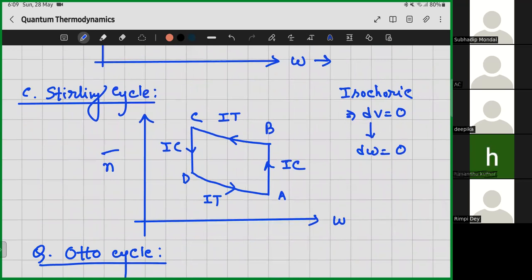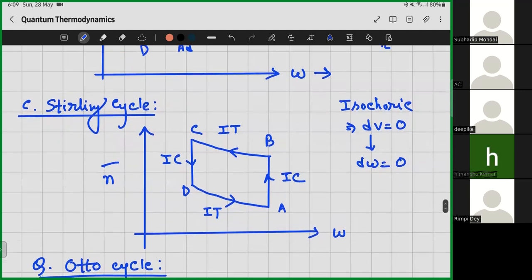But that means there is a possibility of other works. Mechanical is only one subset of work. So here, omega is frequency. Omega is frequency, which means isochoric. That does not always mean that dw equal to 0. Means isochoric does not always mean that work done is equal to 0.